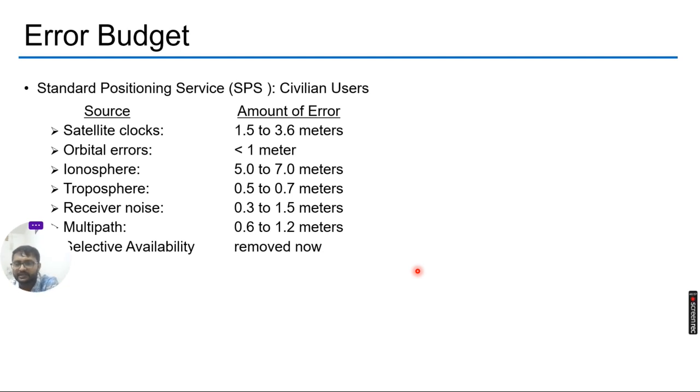Then we have the errors because of the receiver noise, which is 0.3 to 1.5 meter, and then multipath error, which is 0.6 to 1.2 meter, and then selective availability, which is not there now, so we do not have any error because of that. So basically, most of the error is introduced by the satellite clock. So we have to remove it using the correction parameters and the navigation data.